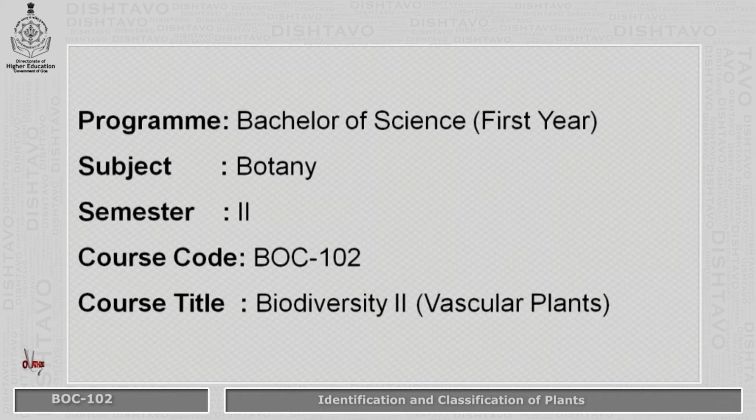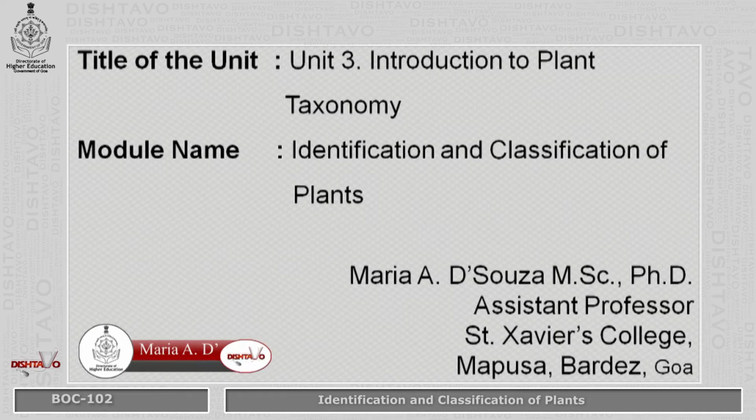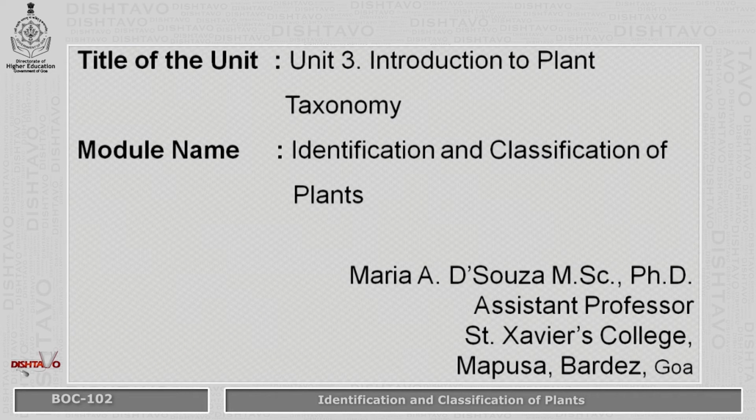For first year students of botany, semester 2, BOC 102, course title Biodiversity 2, Vascular Plants. The title of the unit, Unit 3, Introduction to Plant Taxonomy. The module name, Identification and Classification of Plants.